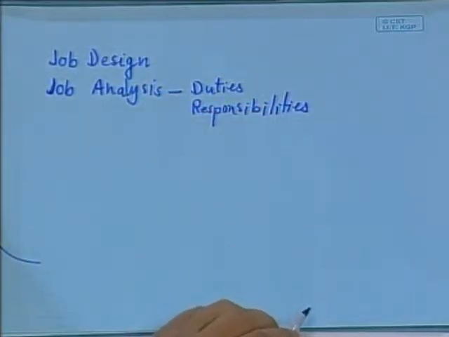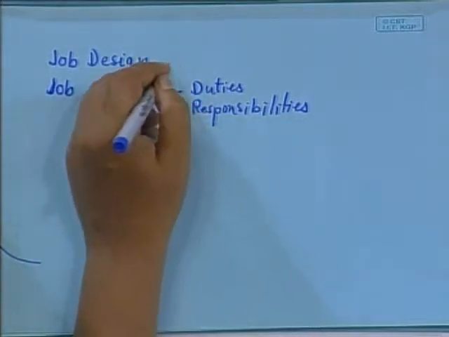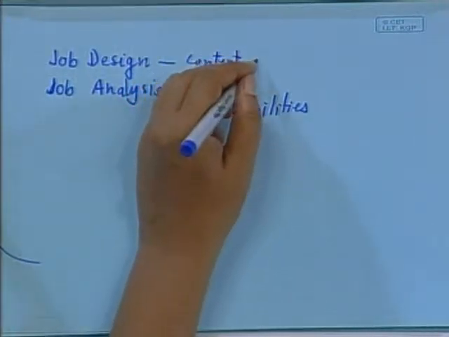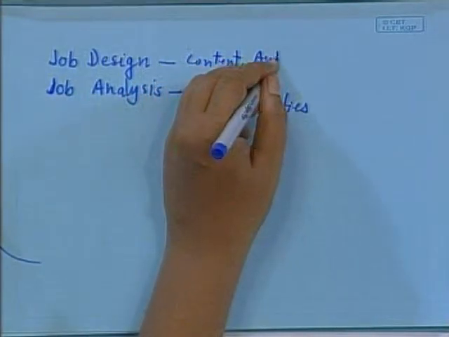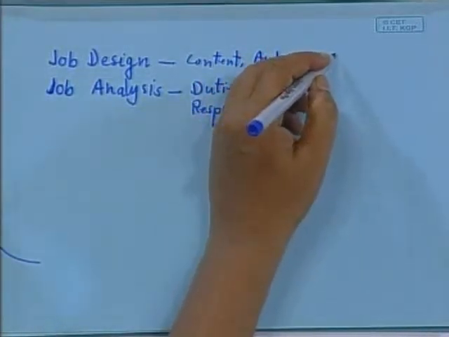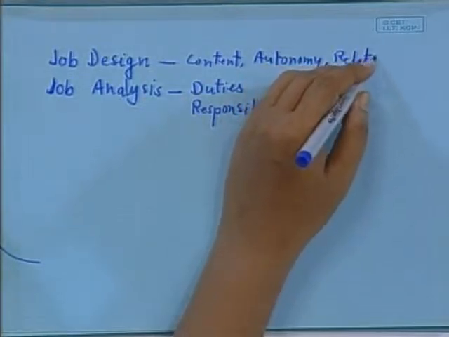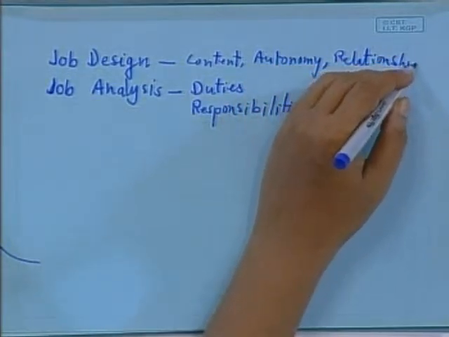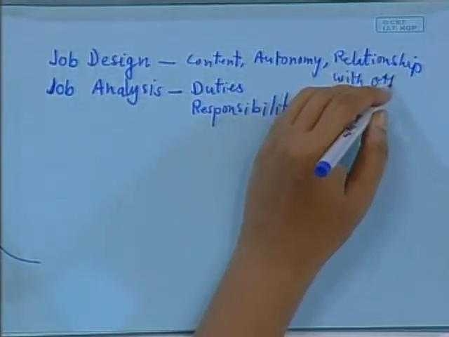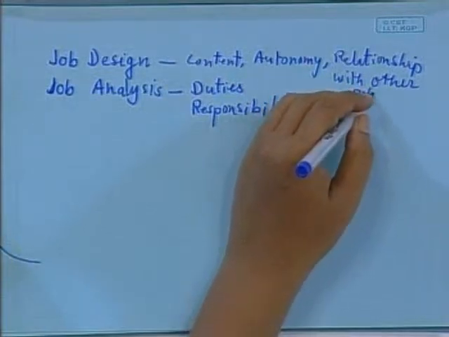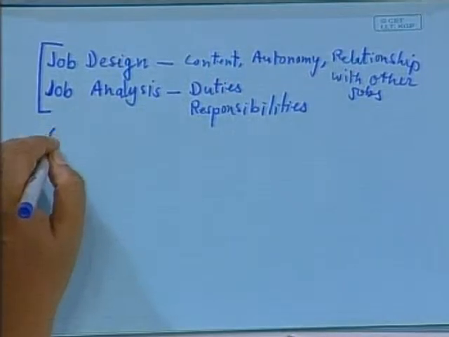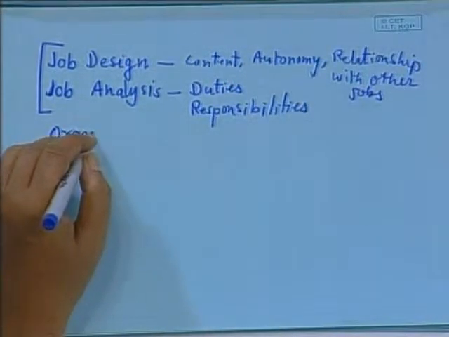So, job analysis basically is nothing else but the duties and responsibilities associated with the job. And job design is basically related to content of the job, autonomy, degree of autonomy, that is relationship with other jobs, okay. So, this job design and job analysis along with what we have just described about the structure.